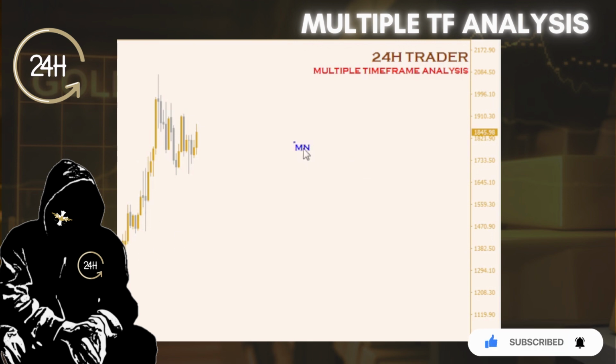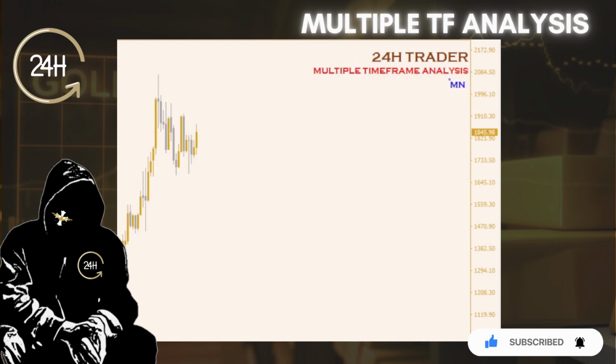In trading, we have the monthly time frame, the weekly time frame, the daily time frame, then the lower time frames: the 8-hour time frame, 1 hour time frame, 30-minute time frame, 15-minute time frame, 5-minute time frame, and 1 minute time frame. Those are the time frames that we can use on the MT4 or MT5.